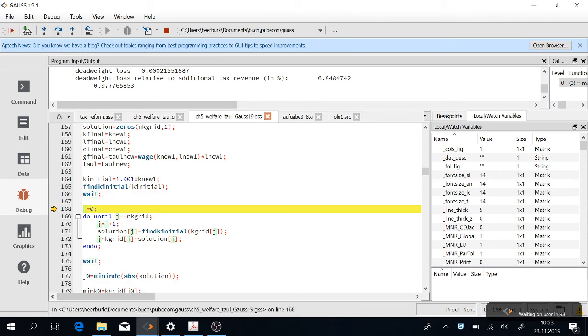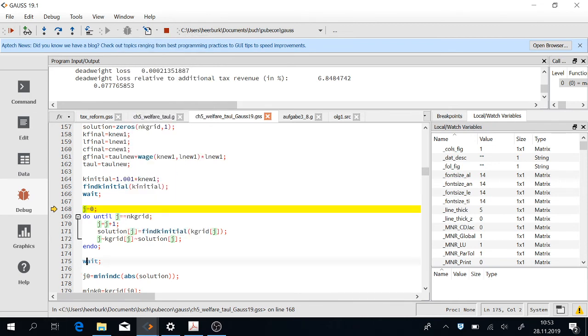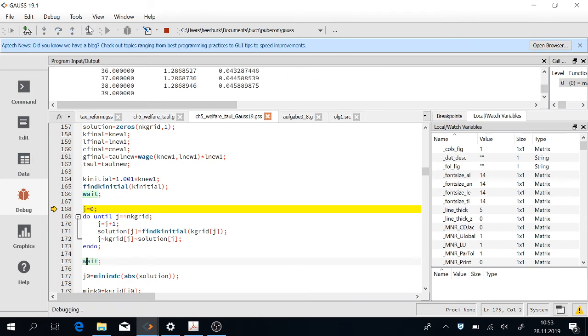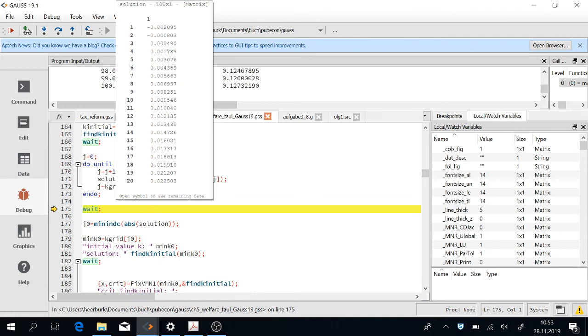Now we go through a loop over K grid to find the best starting value. Our K grid is a grid of 100 equispaced points between the old and the new steady state. When we go over this loop, we store the solution in the variable solution. As you can see, somewhere between the second and the third grid point value, there's a change in the sign. So between these two grid points, our solution must lie.